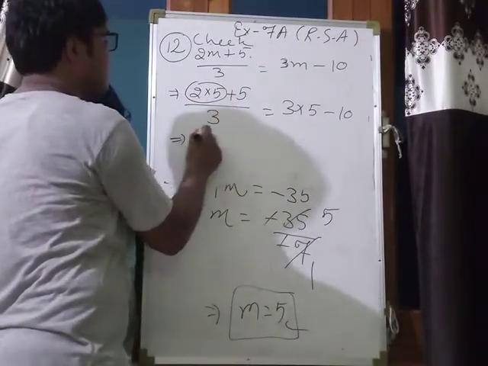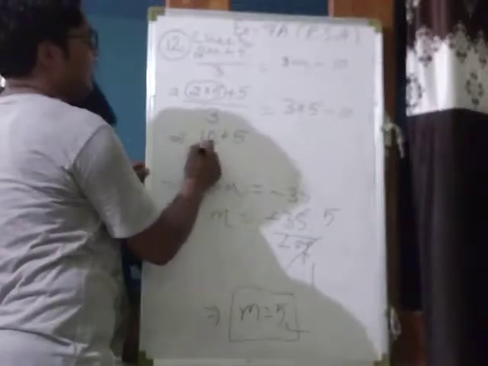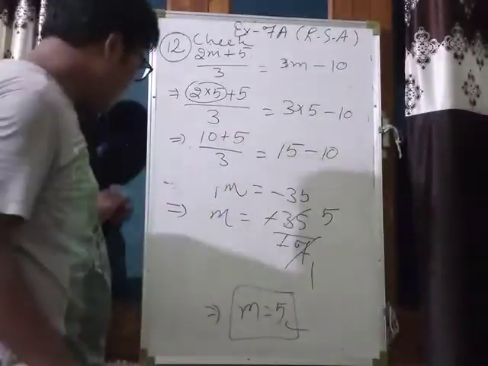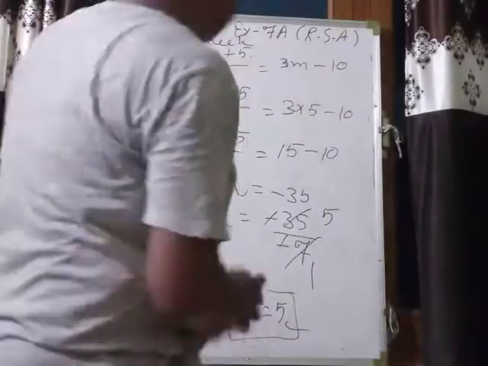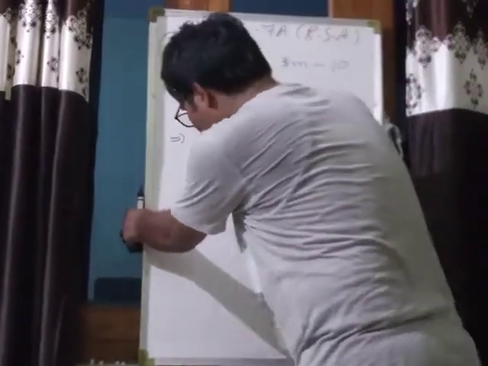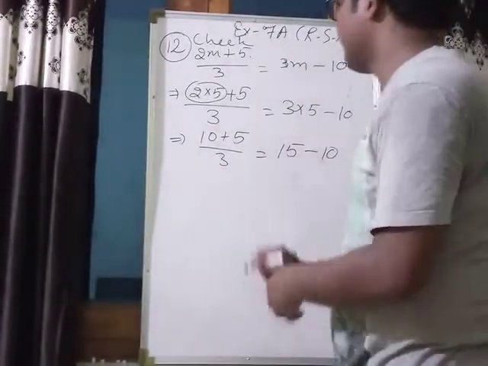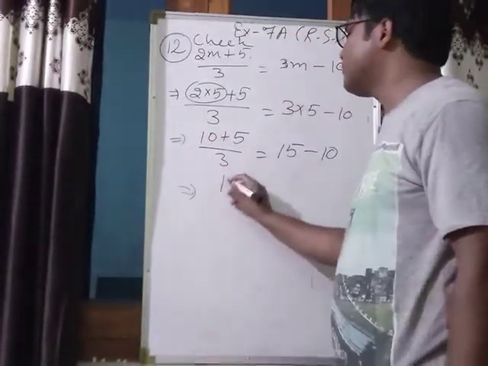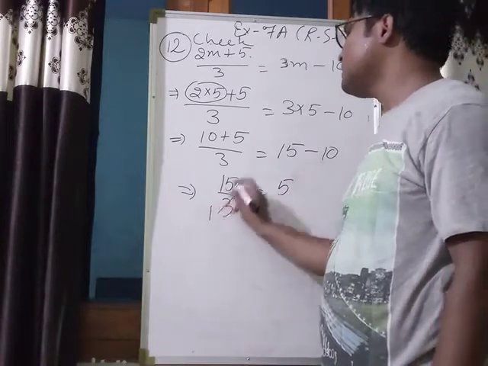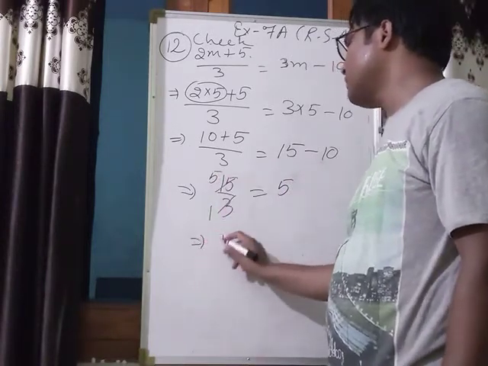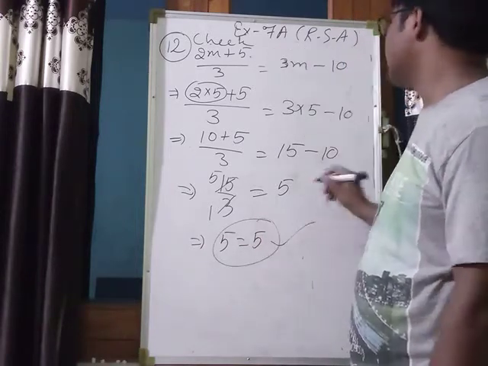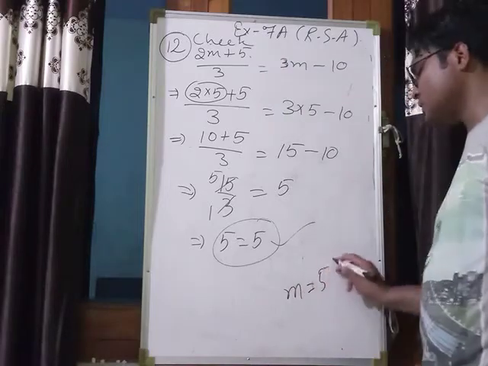2 5s are 10 plus 5 upon 3 equal to 3 5s are 15 minus 10. By using BODMAS rule. So I think you know about BODMAS rule. That is very easy for you. So 10 plus 5 is 15 upon 3, and 15 minus 10, that is 5. 3 1s are 3, 3 5s are 15. So what we have? 5 is equal to 5. Clearly our answer is correct. So m is equal to 5. m is equal to 5 is correct.